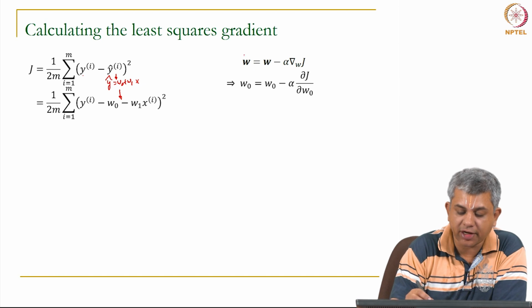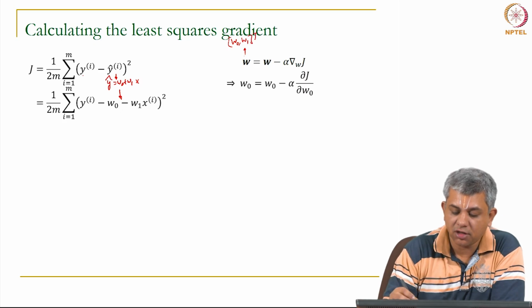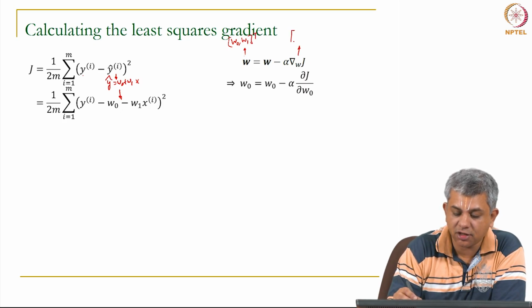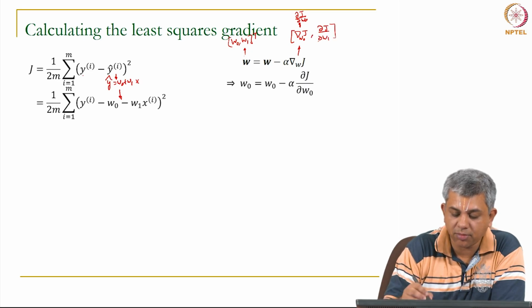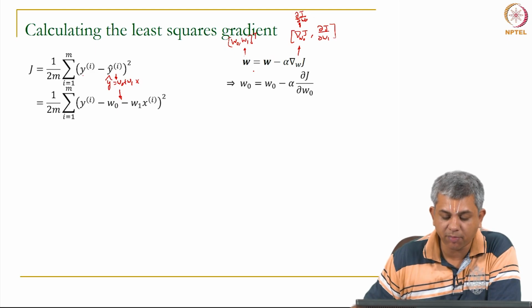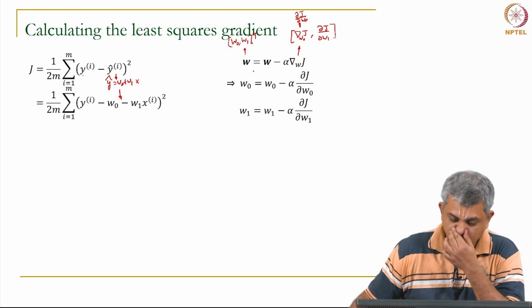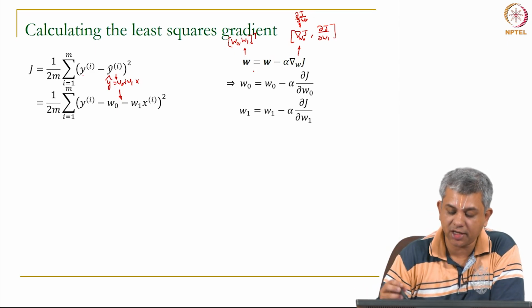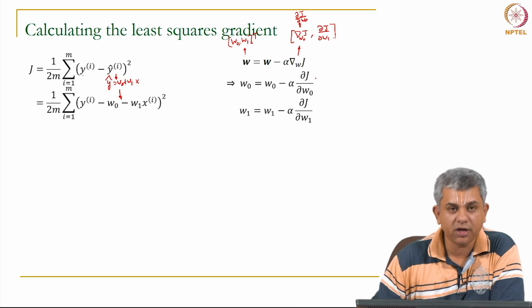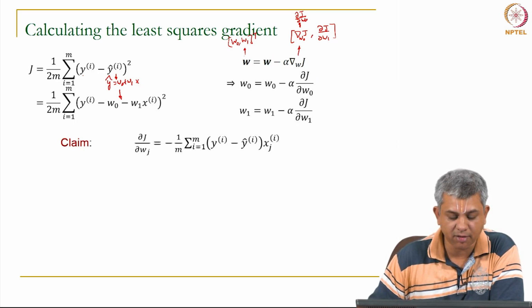Notice that W is a vector. So, W is basically, in our case, W naught, W 1. I will avoid the transposes. Similarly, the gradient of j is the gradient of j with respect to W naught, which is nothing but del j del W naught, and del j del W 1. Okay. So, I am just writing out both the components of this vector equation. W naught is W naught minus alpha del j del W naught, W 1 is W 1 minus alpha del j del W 1. Okay.